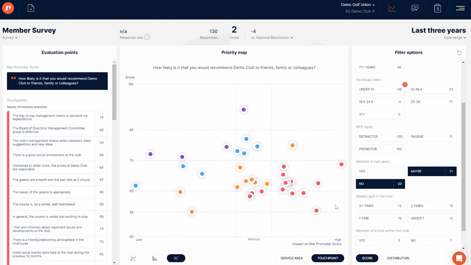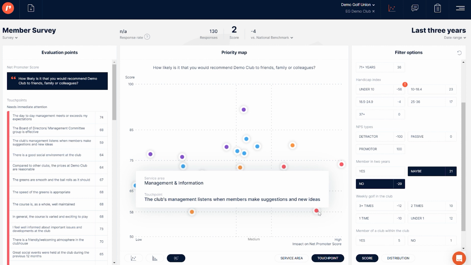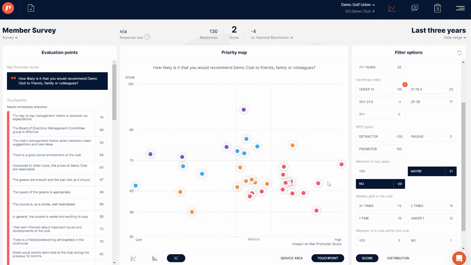Something else that's rated really low is that the members don't feel like the club management listens to new suggestions or ideas. We also have that the board of directors and management committee group is effective, which is also rated quite low. So as you can see, we have quite a few areas that we can improve on that is rated low and is important for the members that might churn.